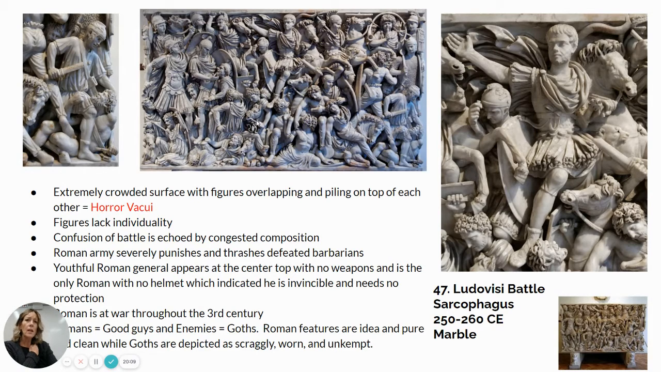Aside from the barbarians, the Romans all have their protective gear on as well. And so what we're looking at here is definitely the leader, the general, the military leader. But there's such confidence in this general that he doesn't need weapons. He doesn't need a helmet. It's almost indicative that he's completely invincible and there is no need for protection, that the Romans will prevail, and that the Goths and the barbarians will for sure be defeated.